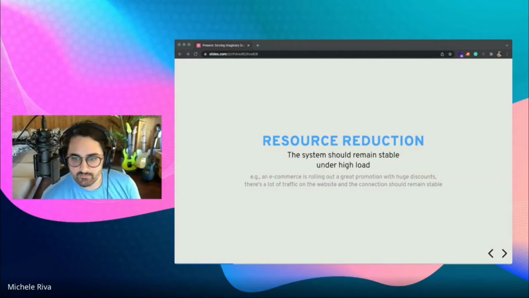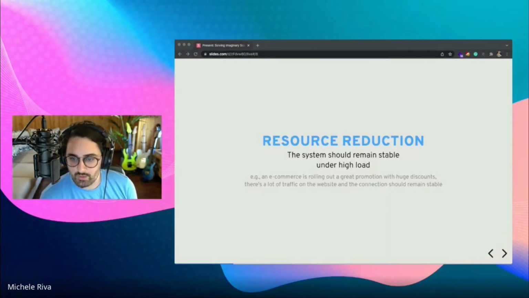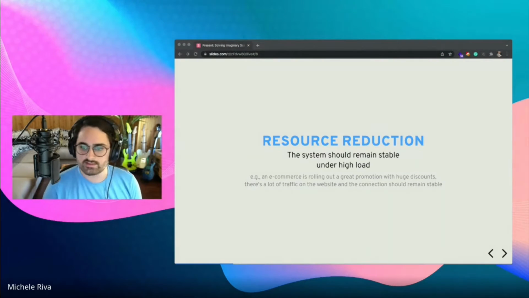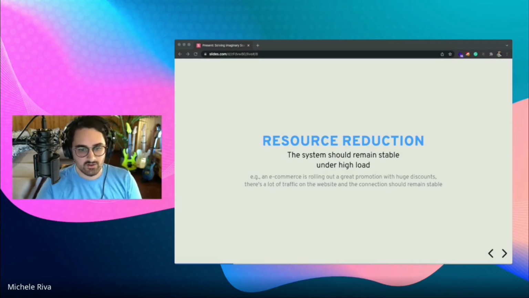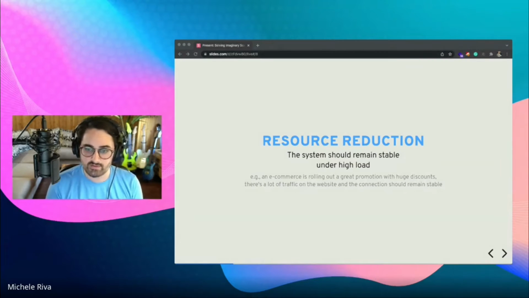Resource reduction. The system should remain stable under high load. For example, an e-commerce site is rolling out a great promotion with huge discounts. There's a lot of traffic on the website and the connection should remain stable. By resource reduction, we mean we have a server with, let's say, 1 GB of RAM, but we have to share this RAM across every single connection. So as our connections grow, we want to be able to serve every single connection while maintaining just 1 GB of RAM. That's a possibility, and we want our systems to be capable of doing that.